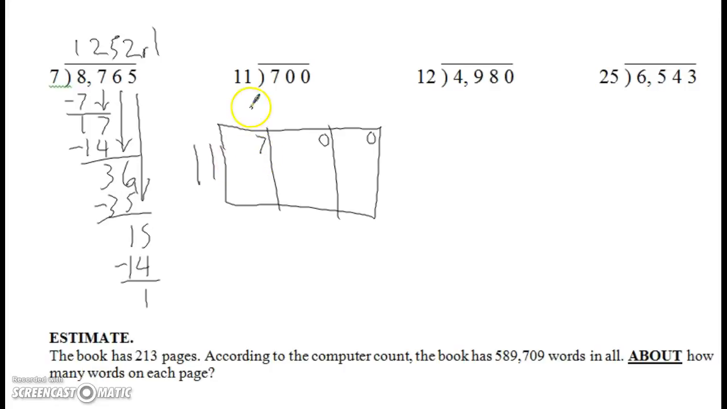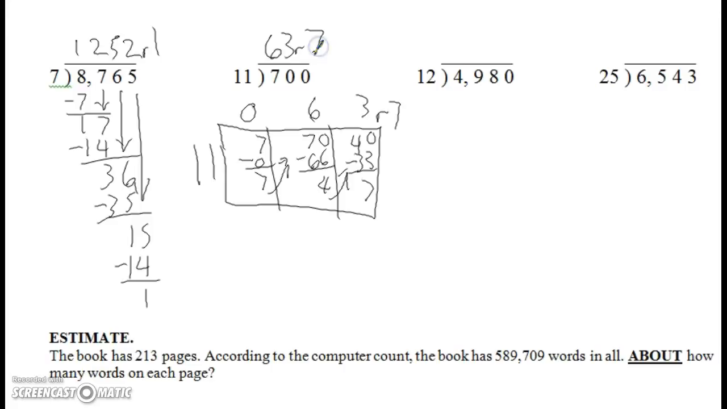How many 11's in 7? 0. I subtract. There's my 7. Instead of me bringing the 0 down, I'm going to bring the 7 up. So when we box up, we bring up. So now how many 11's in 70? 11, 22, 33, 44, 55, 66. When I subtract, I get a 4. Bring it up. 11's in 40 would be 3. And when I subtract, I'll have a remainder 7. So this is 63, remainder 7.